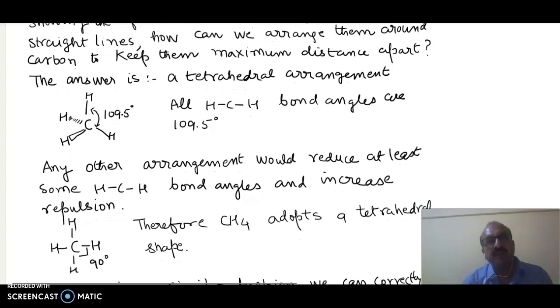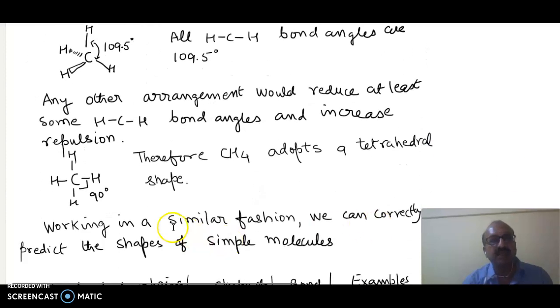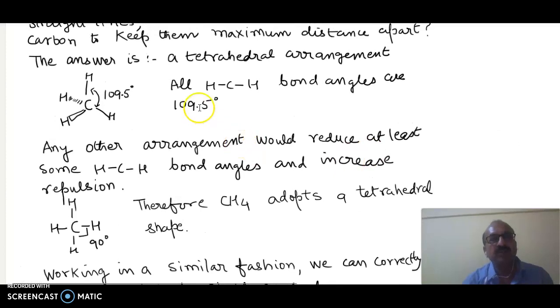One arrangement could be something like this, in which the bond angles are 90 degrees. Another arrangement could be one in which the 4 bonds form a tetrahedral arrangement where the bond angles are 109.5. The normal lines indicate the bonds which are in the same plane. The wedge shows that the bond is coming forward, and this wavy line shows that the bond is going behind the plane. And this is in the shape of a tetrahedron.